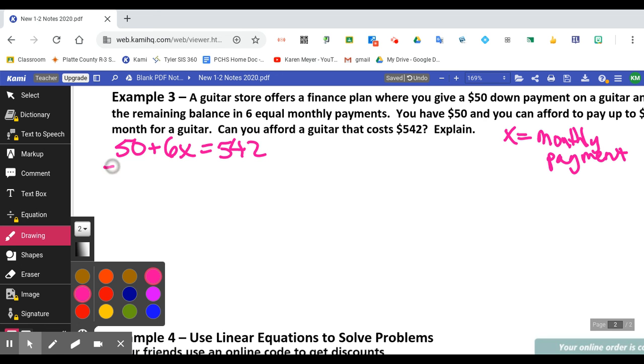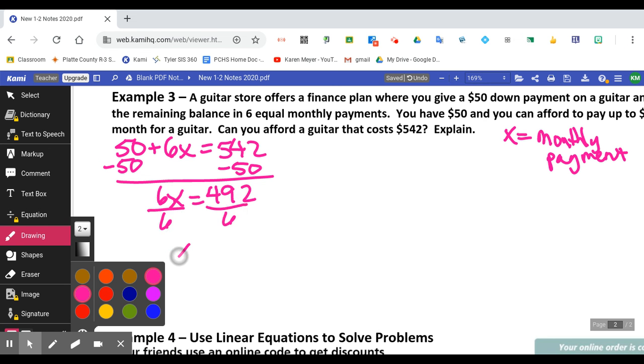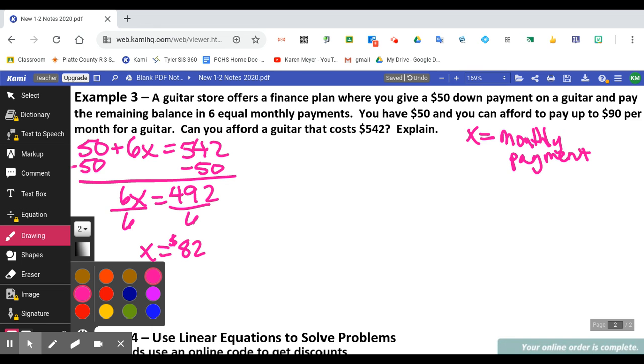So to get rid of the 50, we're going to have to subtract it. So 6X equals 492. Divide both sides by 6. So X equals $82. So that means you would have to pay $82 for 6 months along with the $50 up front. So could we afford the guitar? Well, in the problem, it says you can afford to pay up to $90 per month. So since 82 is under 90, then yes, we could buy the guitar.